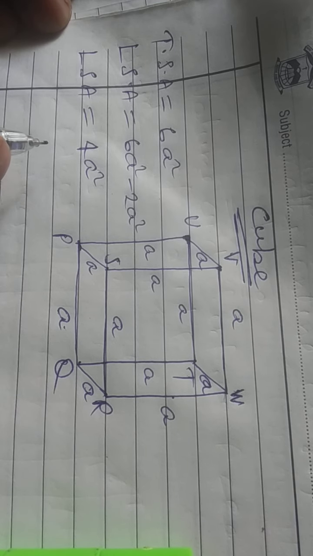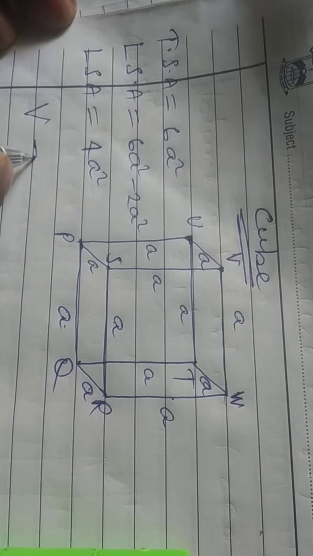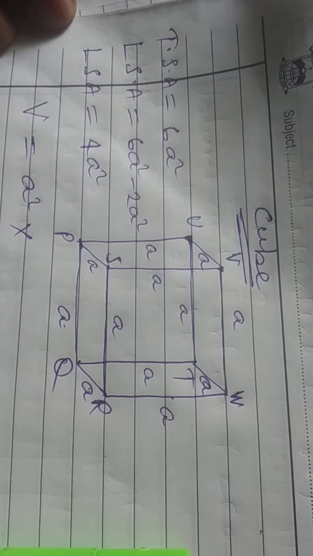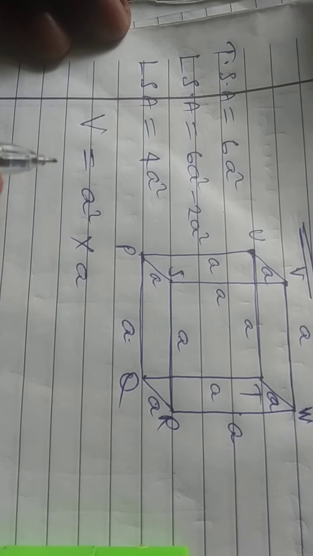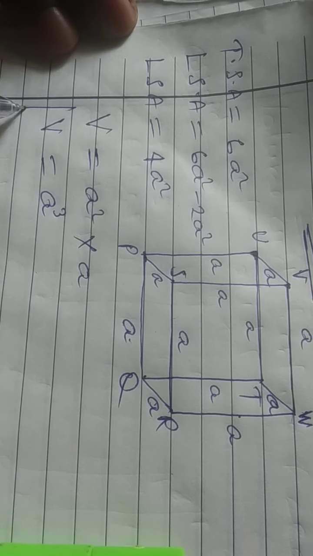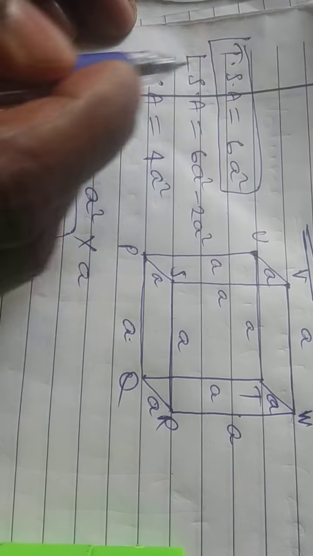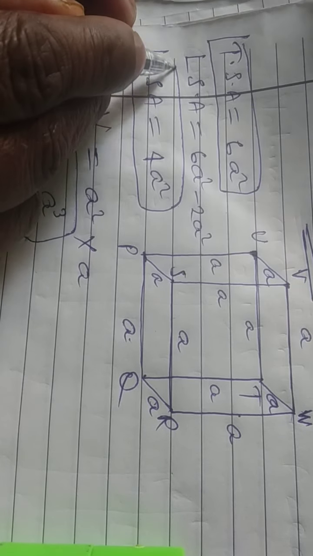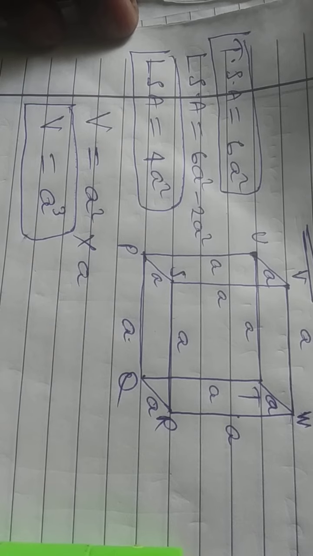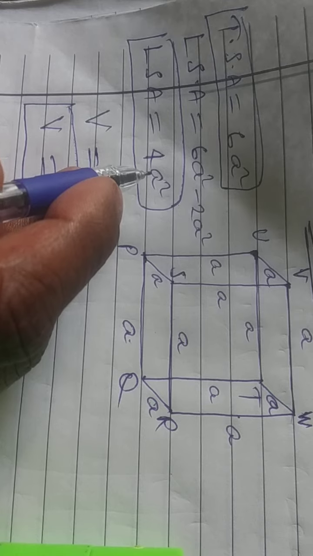And what about the volume of the cube? Volume is the area of the base into height. The area of the base is a square, and the height is also a. Then we can write V is equal to a cube. This is TSA, and this is LSA, and the units are the same as the cuboid.